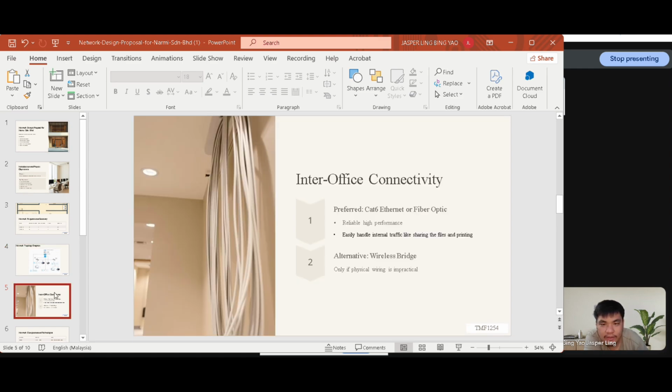For the inter-office connectivity, we prefer CAT6 Ethernet or fiber optic because it is reliable and also high performance. It can easily handle internal traffic like sharing files and printing. Alternatively, wireless is only needed if physical wiring is impracticable.